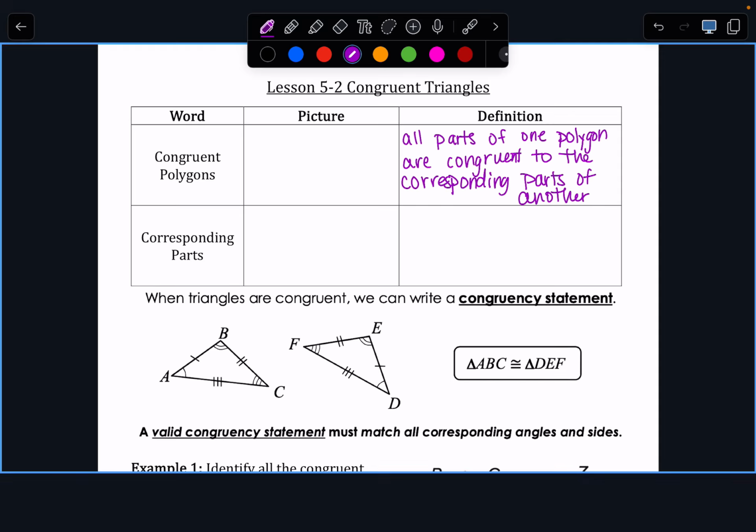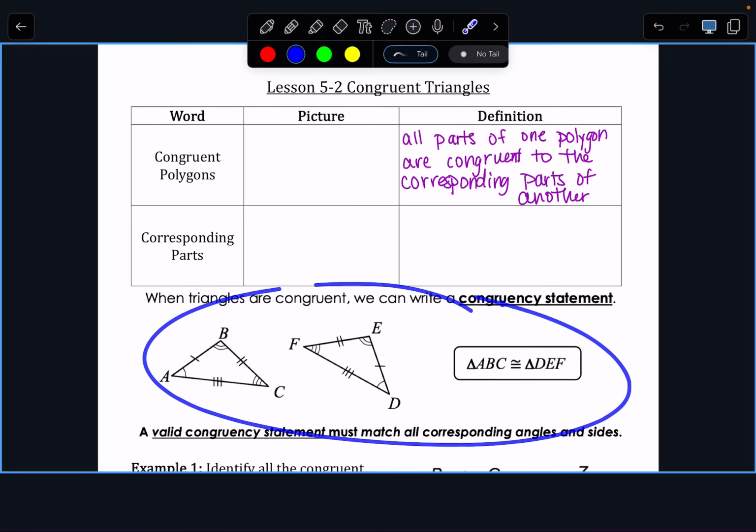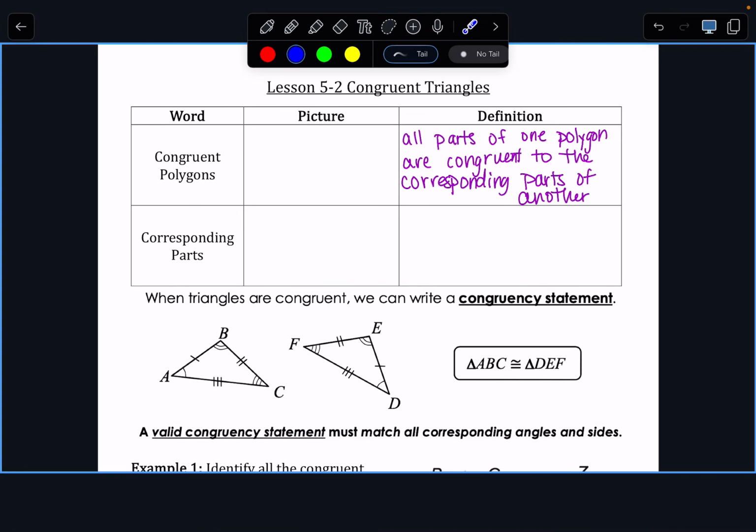So if you see down below here, we have two triangles. And do you notice how all three sides are marked as congruent to each other and all three angles are marked as congruent to each other? Those are congruent polygons, more specifically congruent triangles, because all parts are congruent to the corresponding parts of another.